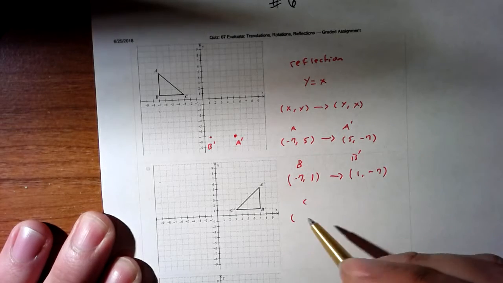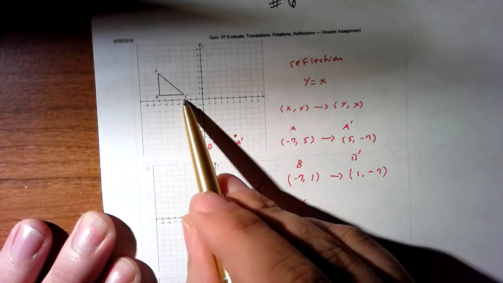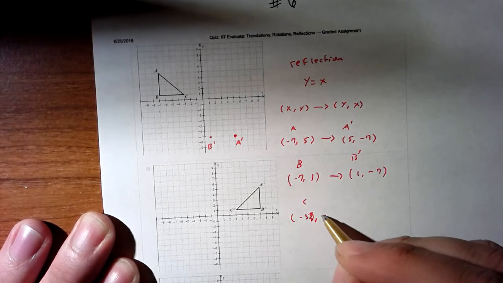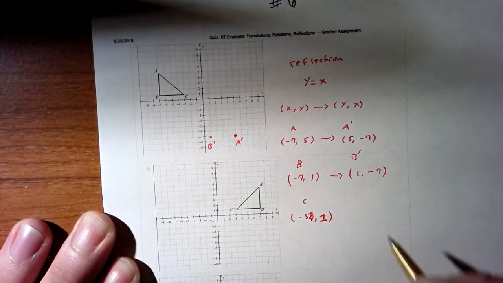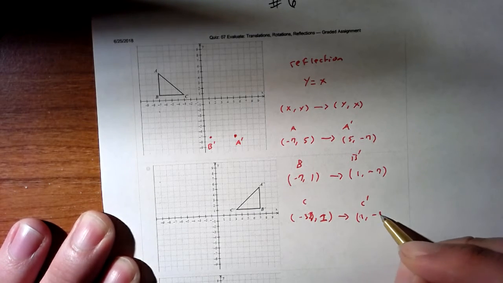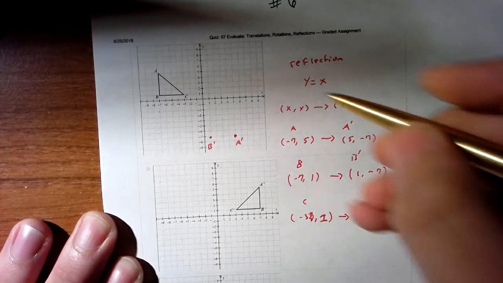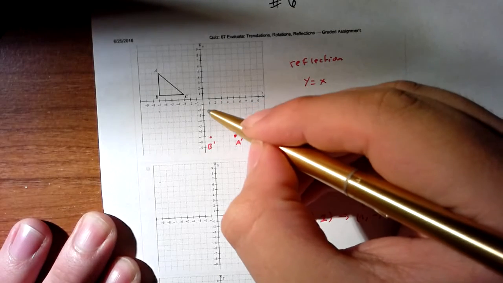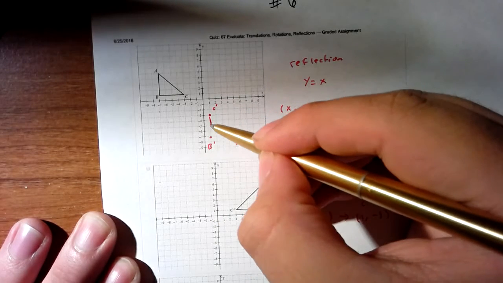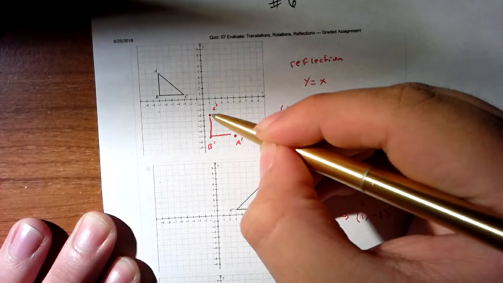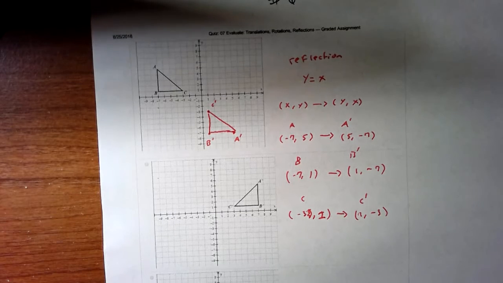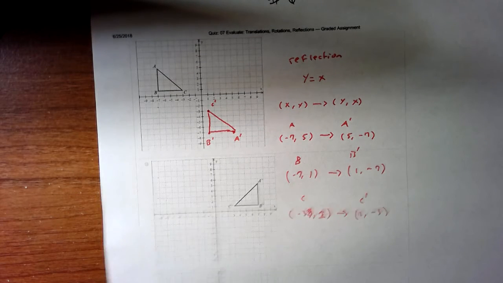And then let's go ahead and transform C. That one's at (-3, 1). So (-3, 1) becomes (1, -3) for C prime. So let's find that here. That's 1 and then -3. So it's right there. This is our C prime. All we need to do now is connect the dots. Alright, good. Now all we need to do is find the matching one.